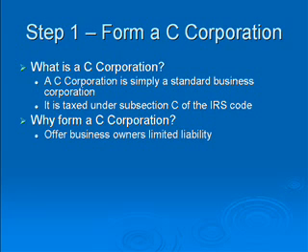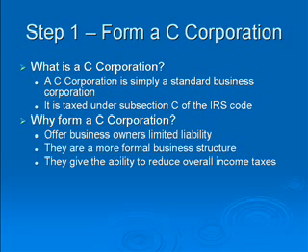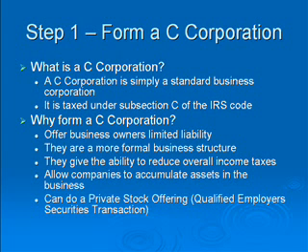Why form a C corporation? C corporations offer business owners limited liability, which removes a lot of the personal liability from the owner. They are a more formal business structure. They give the ability to reduce overall income taxes. They allow companies to accumulate assets in the business. And most important, with a C corporation, you can do a private stock offering, which is called a qualified employer's securities transaction.